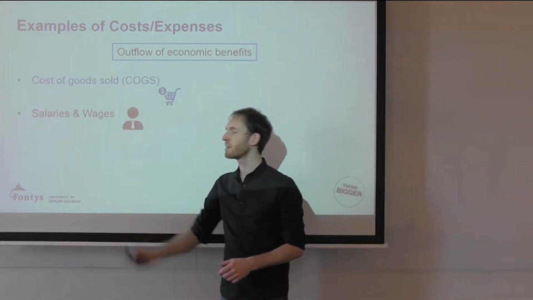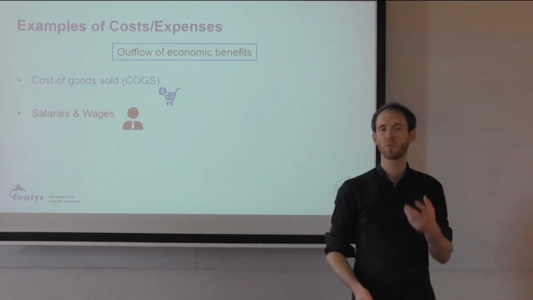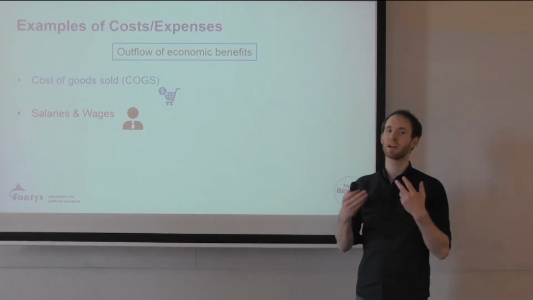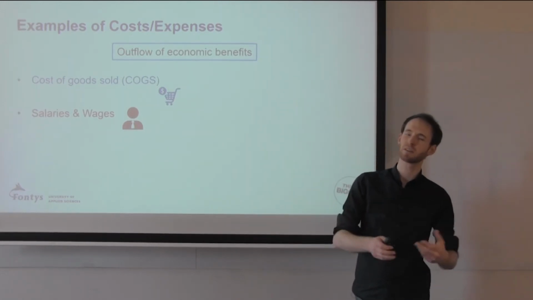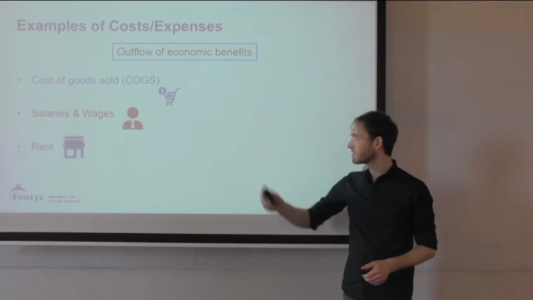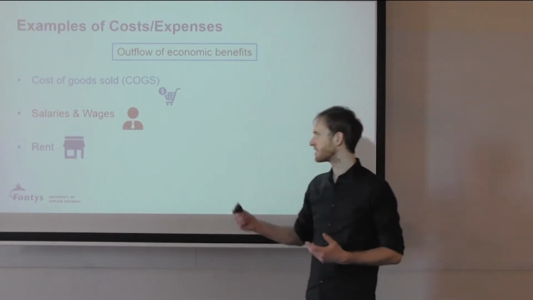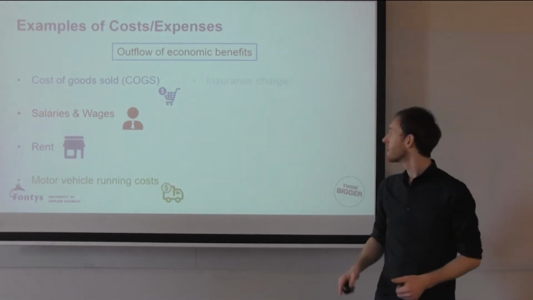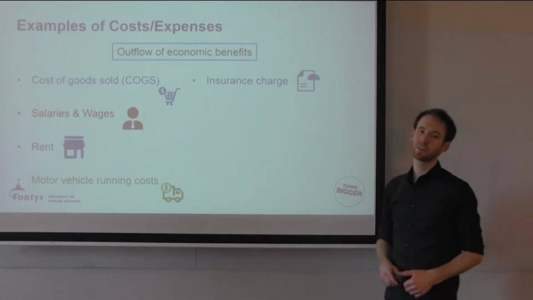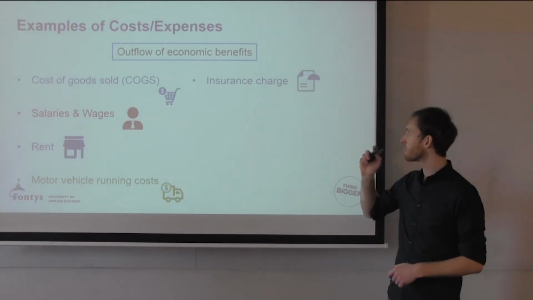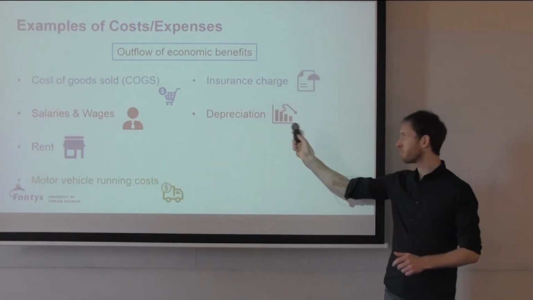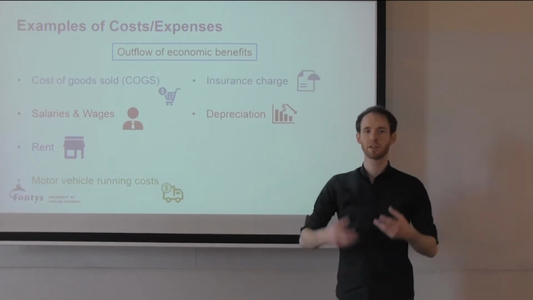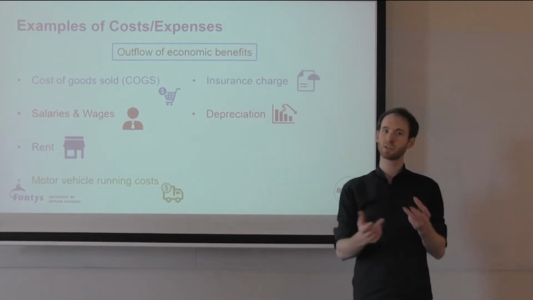Salaries and wages. Well, salary is a fixed amount a person gets for the work that the person is doing, and wages means the person is receiving money based on the number of hours that the person is paid. Rent of a shop that you operate. Motor vehicle running costs like fuel, maintenance, and so on. Insurance, you might want to have an insurance as a company for certain things. You also have to pay that. And then one more important thing is depreciation. If you all look at your phones, and you probably, if you take out your phones, you see, well, it had a certain value.